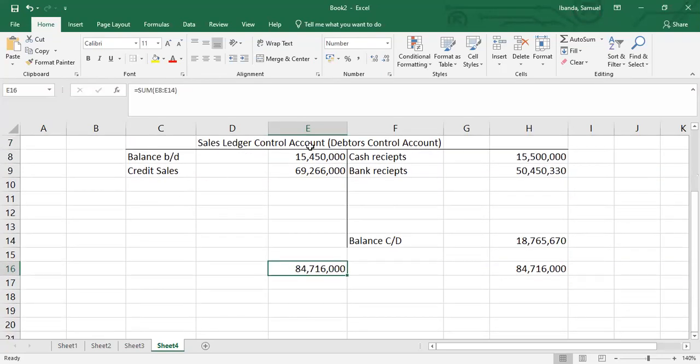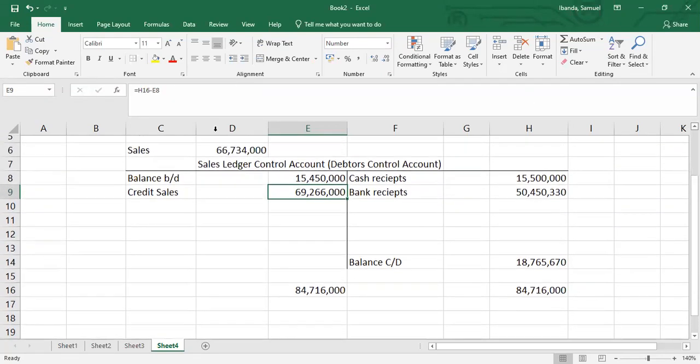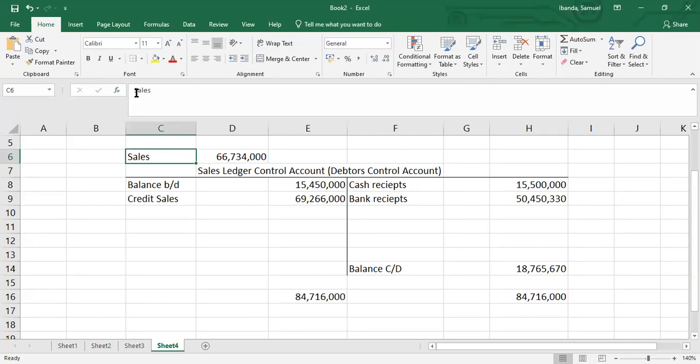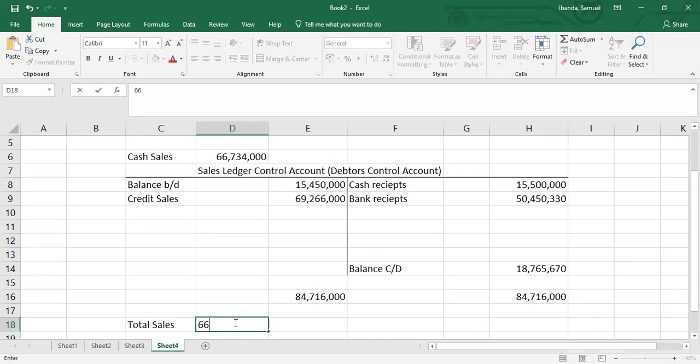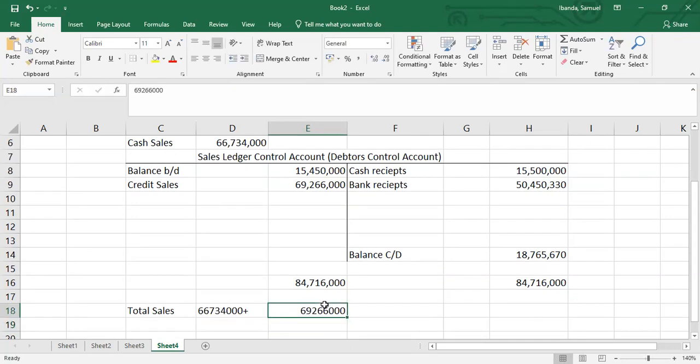So once I have my credit sales, and I now have my cash sales, these were cash sales that I picked from the question. So once I do that, now I can determine my total sales. My total sales definitely will equal the 66,734,000 plus the 69,266,000, like that. Okay, that is what we basically have. So I'll just try to get the answer here, just trying to add this to this.